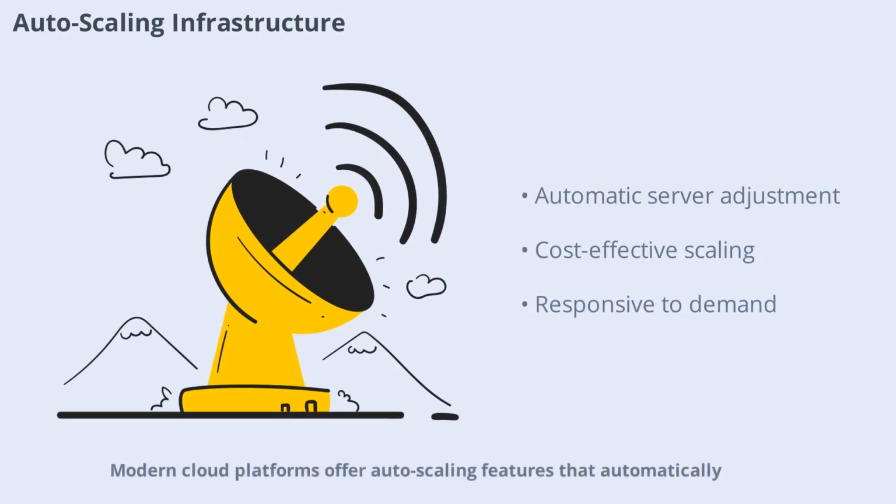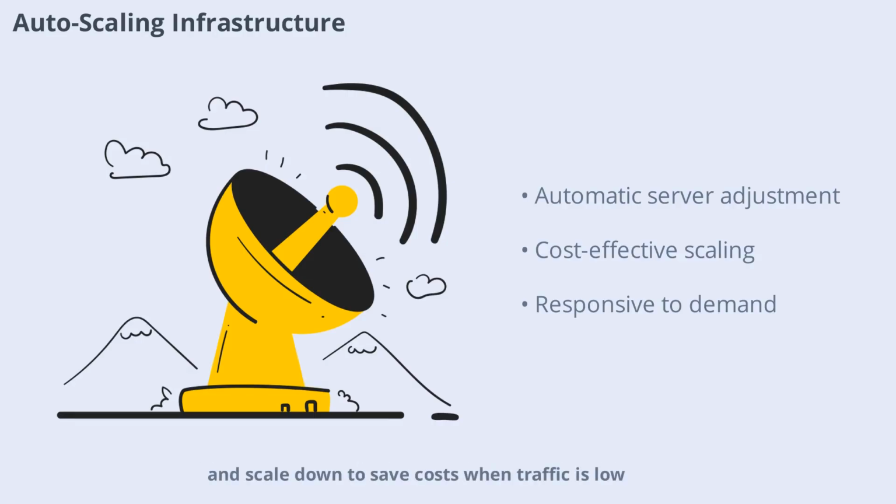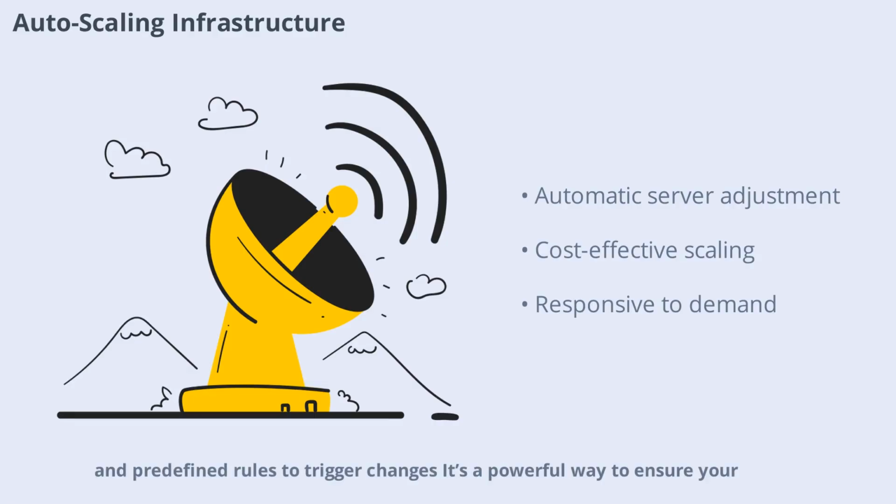Modern cloud platforms offer auto-scaling features that automatically adjust the number of servers based on demand. This means your API can scale up during peak times and scale down to save costs when traffic is low. Auto-scaling relies on monitoring metrics and predefined rules to trigger changes. It's a powerful way to ensure your API remains responsive and cost-effective as usage fluctuates.